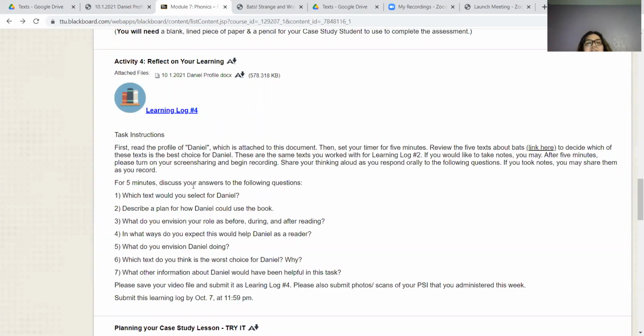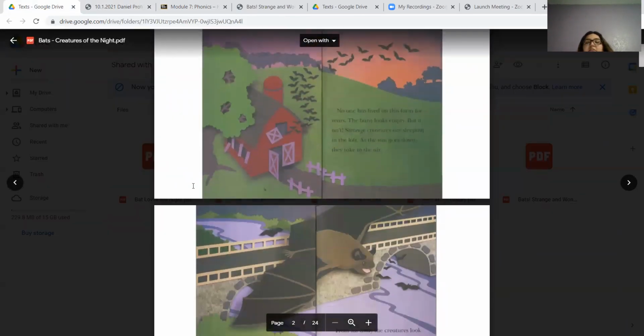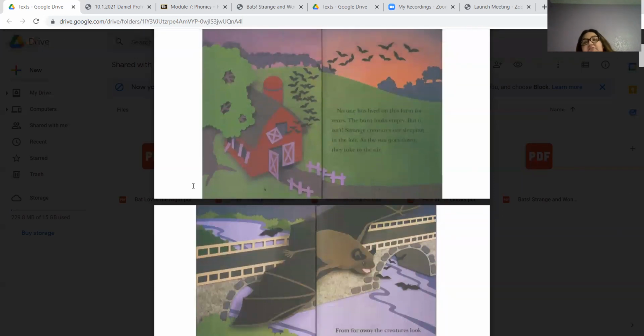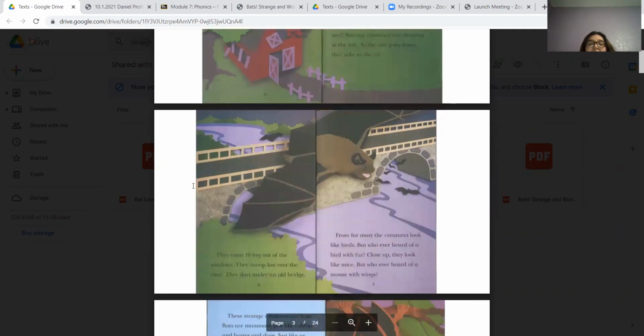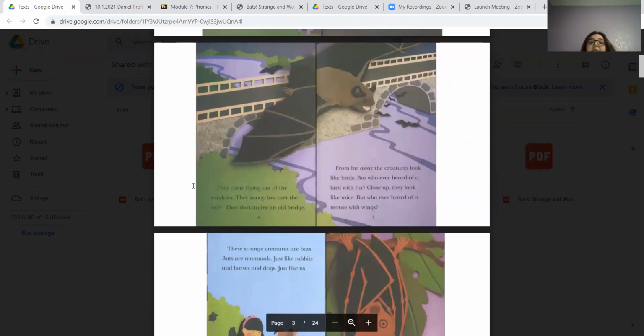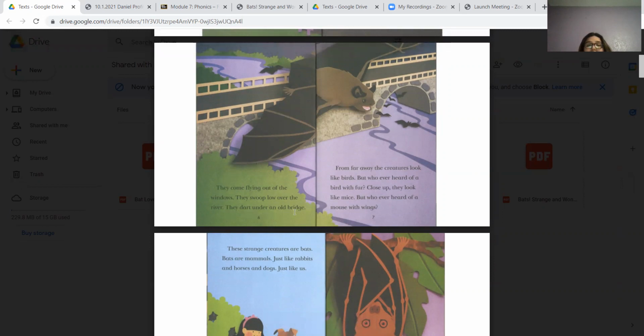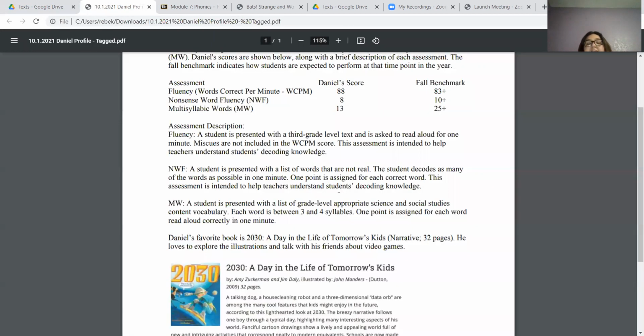One way Daniel could use this book is, if he can't read the words, then use the pictures, use context clues, because pictures are a type of context clue that he can use to decode words that he may not know, or maybe because it seems like a lot, he can use the pictures to help him out. So like looking at this page, we can see the bats are flying out from under the bridge. We come and read this one, it says they dart under an old bridge. The illustrations and the words connect.